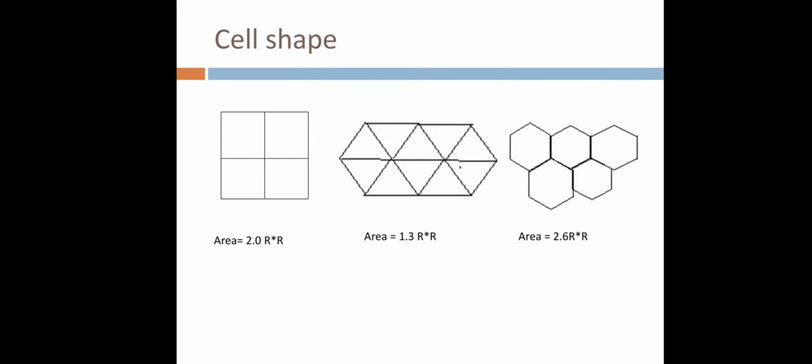Now cell shape. The first cell is in a square shape, but what are the drawbacks of the square? It covers less area. The second one is the triangle shape, and here also the same issue is there: it covers less area. Now we discuss the hexagonal shape. Why do we choose the hexagon? Because it covers more area and there is no overlapping issue.